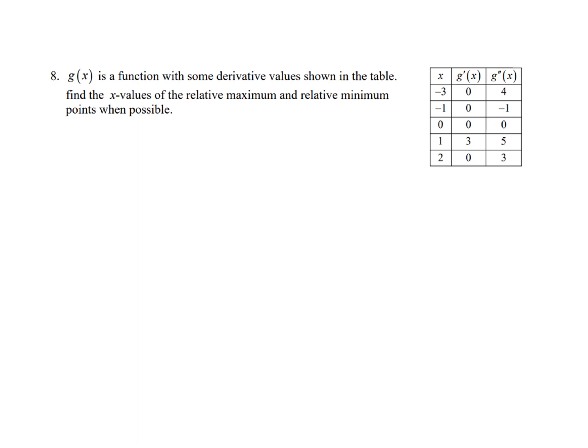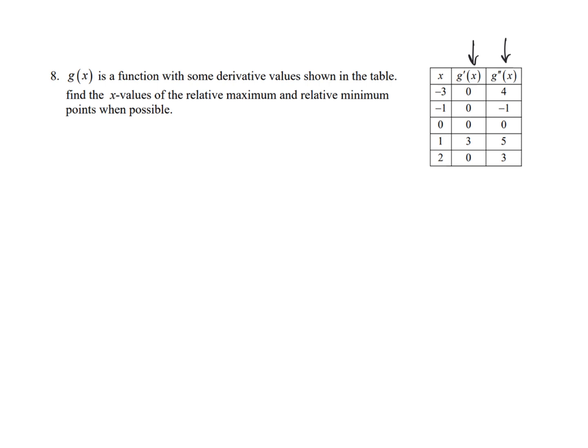So g of x is a function with some derivatives shown in the table there. You can see you've got your first derivatives and second derivatives shown there. And it says find the x values of the relative maxes and relative minimum points when possible. Okay, so when you had a function that you were doing, how did you find the critical numbers? Where the first derivative equals 0. Right, so that's what we got to do here. Where is our first derivative equal to 0?